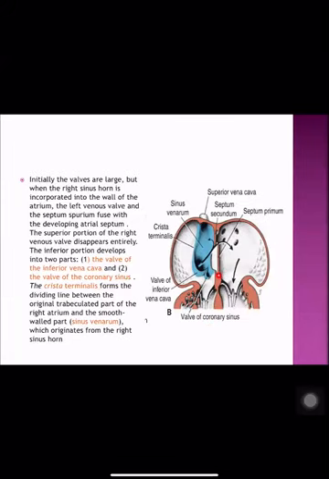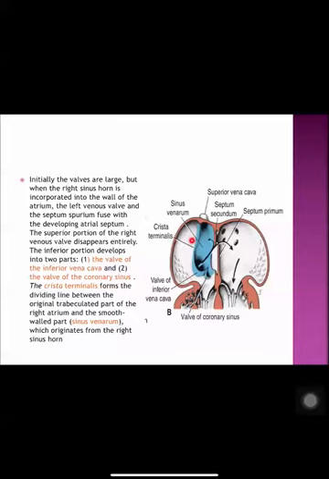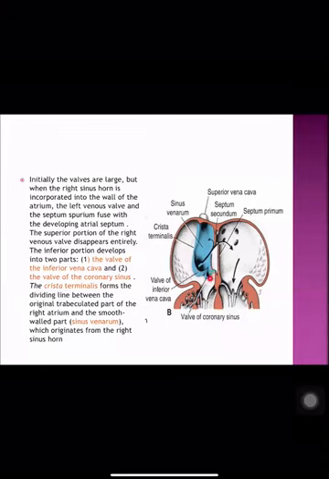Now, with further development, the left venous valve with the septum spurium will be incorporated into the atrial septum, while the superior part of the right valve will be obliterated. The inferior part will be differentiated into 2 parts: the valve for the inferior vena cava and the valve for the coronary sinus. At the same time, we will have formation of what is called the crista terminalis. This will separate the smooth walled part from the trabeculated part of the right atrium.